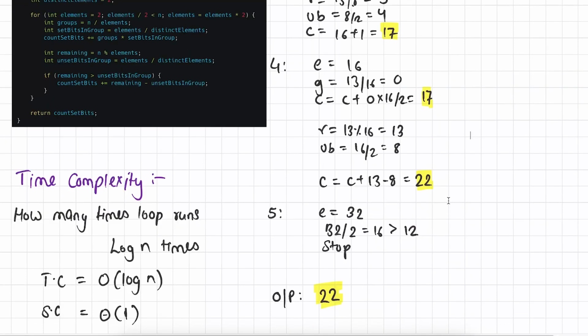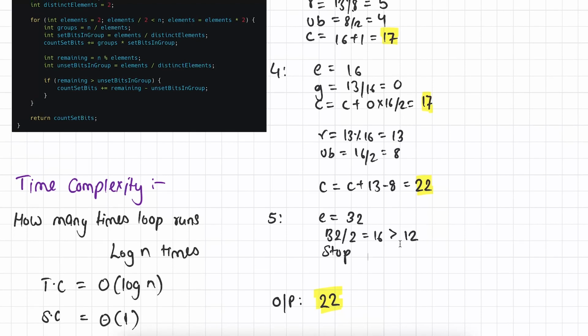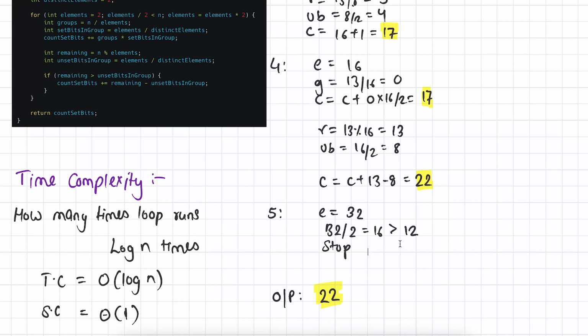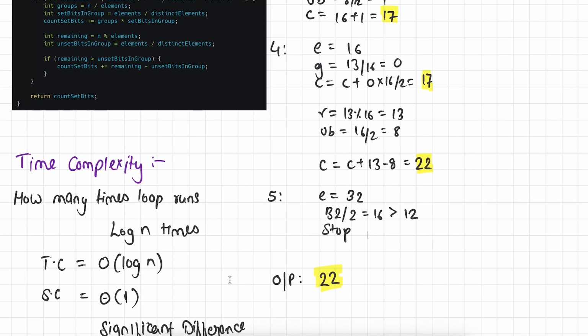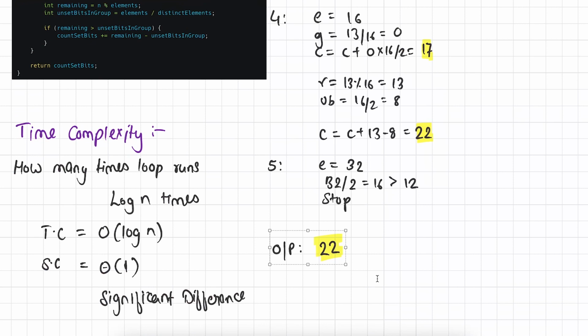Okay, so moving to the next iteration. In the next iteration, our E becomes 32. And this is where we stop, because 32 divided by 2 is 16 and 16 is greater than 12. So at this point, our loop gets terminated and the count of set bits gets returned to our parent call. And the output of this input is going to be 22. So it means there are 22 set bits between 0 to 12. Okay, great. So far so clear. Everything is working fine.